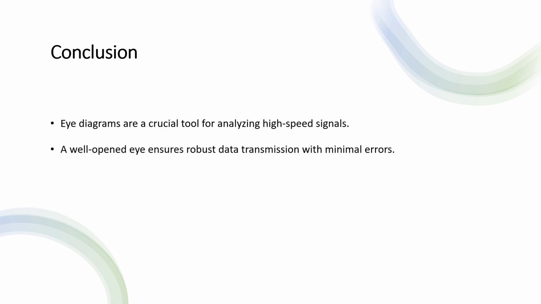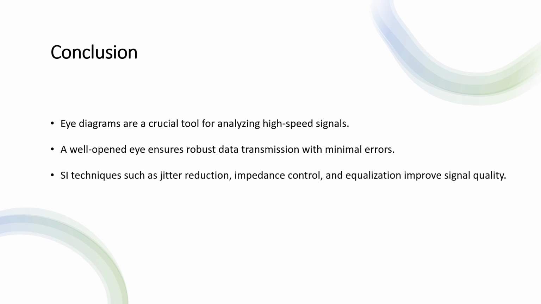Let me conclude my slide with three major points. First is eye diagram is considered to be the most crucial tool for analyzing a high-speed digital signal. Then comes a well-opened eye ensures the robust data transmission with minimal errors. And if your eye is a closed eye, then there are issues such as crosstalk, impedance, jitter, timing errors, as well as amplitude based errors. Then SI techniques such as jitter reduction, impedance control, and equalization improve signal quality, and that can help you to understand more into your signal integrity and power integrity based issues.